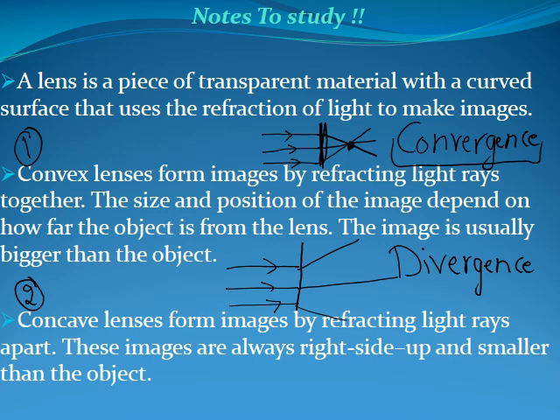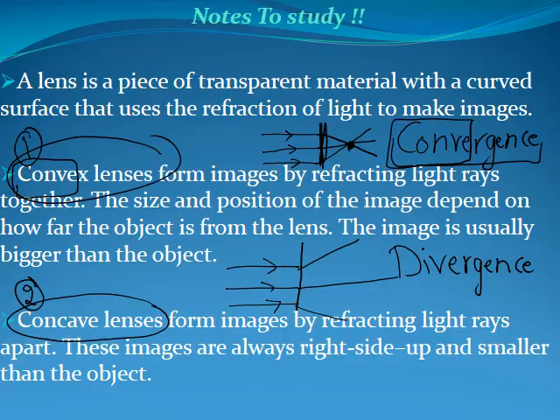So in order to not be confused about which one causes convergence and which one causes divergence, we have two types of lenses, convex and concave. Convex starts with C-O-N-V-E, conve. So convex, convergence, while concave, simply it's divergence. So convex lenses allow light rays to refract in a specific region and meet together. This is called convergence. While concave refract light rays apart. This is called divergence. Okay?